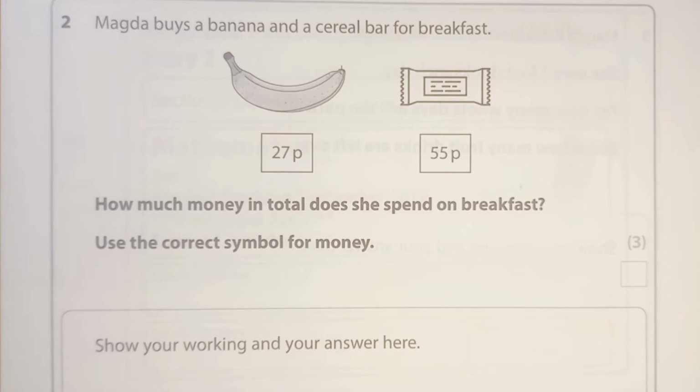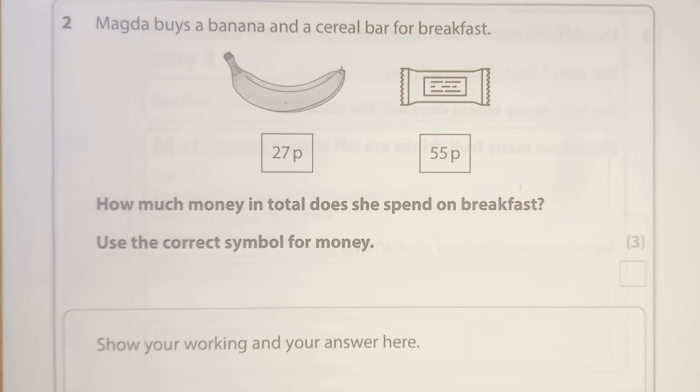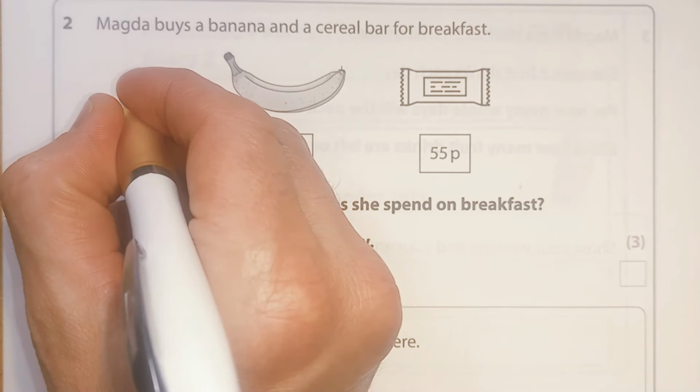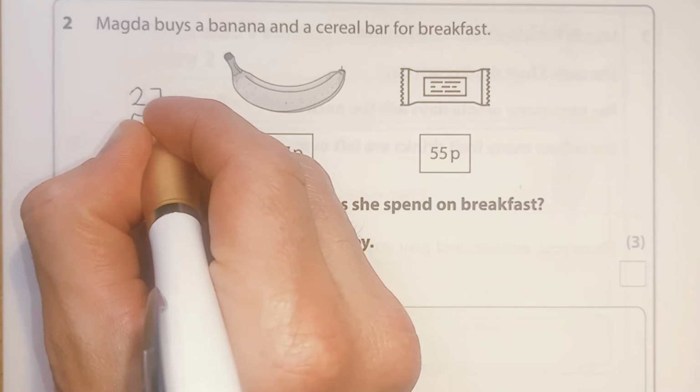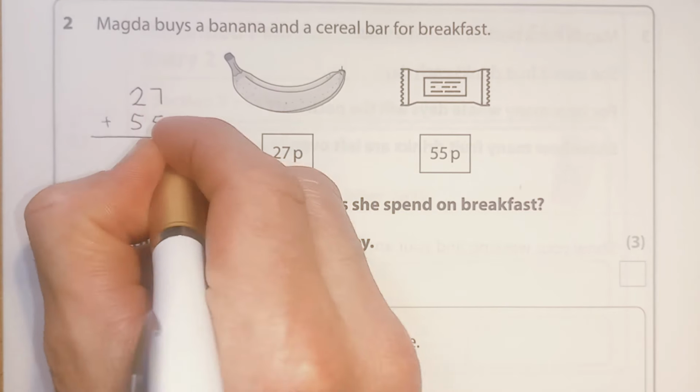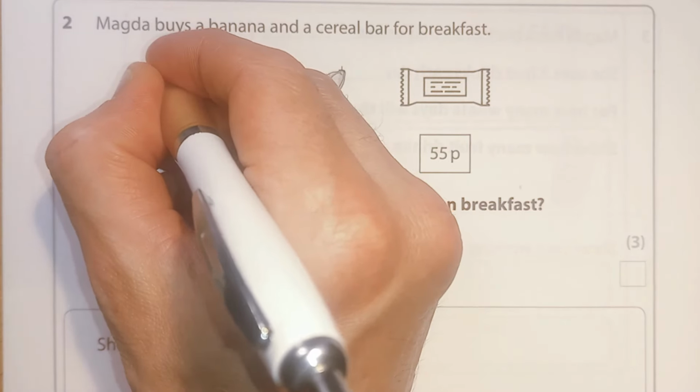Question 2. Magda buys a banana and a cereal bar for breakfast. We've got the price of the banana there is 27p, and the price of the cereal bar is 55p. How much money in total does she spend on breakfast? Use the correct symbol for money. So you can do this using the column method, so 27 and 55.